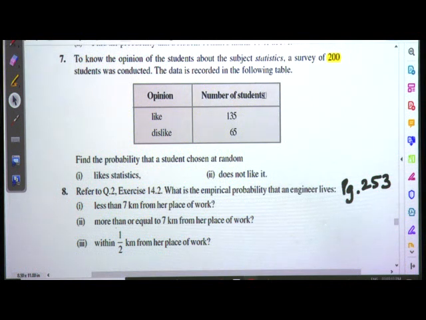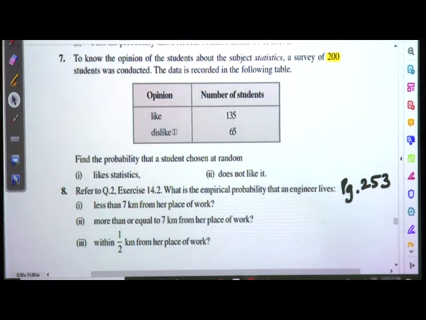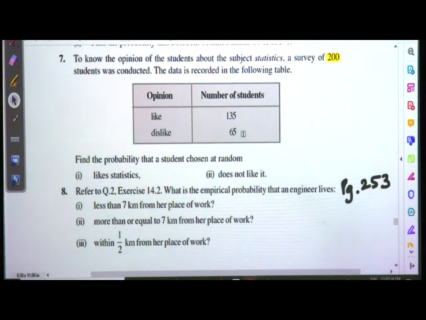Opinion, number of students. Students who like statistics, 135 of them they are there, and those who dislike statistics, 65 of them they are there. Find the probability that a student chosen at random likes statistics and does not like it, means dislike. Okay. Now here the favorable outcomes is 135 and here the favorable outcome is 65.